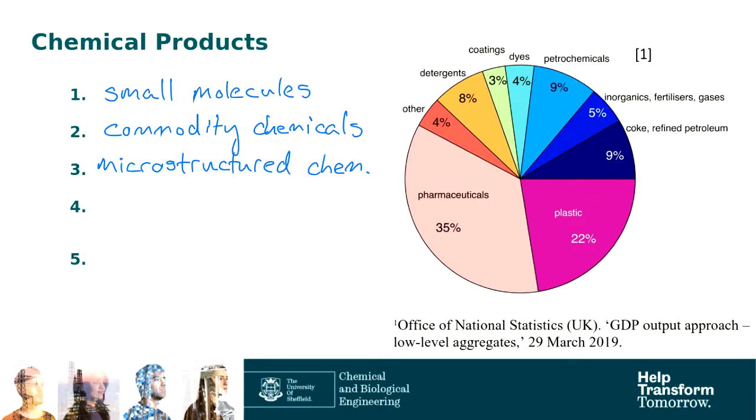But where you choose to market your product determines what category it falls into. So if you want to make a whole lot of product and sell it cheap and really earn your income from that magnitude, you'd probably push it more into the commodity chemicals sector. Whereas if it were a more expensive product and you wanted to really earn your money from the value add, you'd probably push it more into the microstructured chemicals market.